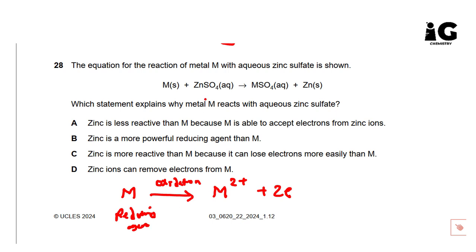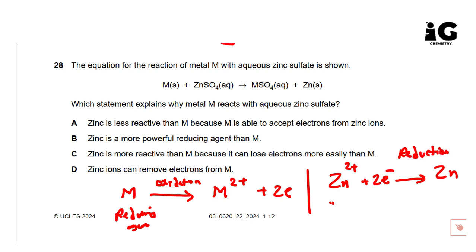Okay, and for zinc, before the reaction zinc was Zn2+ in the compound, and after the reaction it gains 2 electrons to form Zn. This is completely opposite. So the process here is reduction, and zinc acts as an oxidizing agent. Okay, so let's check the options here.